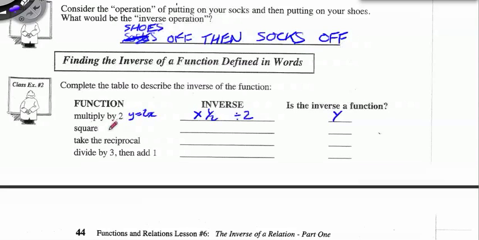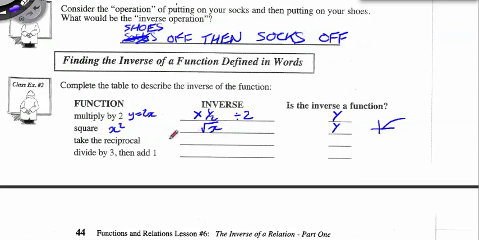You're squaring, so you're taking x squared. So the inverse would be the square root of x. Is that a function? Well, we all know by now, hopefully, what square root functions look like. So vertical line test, yes.